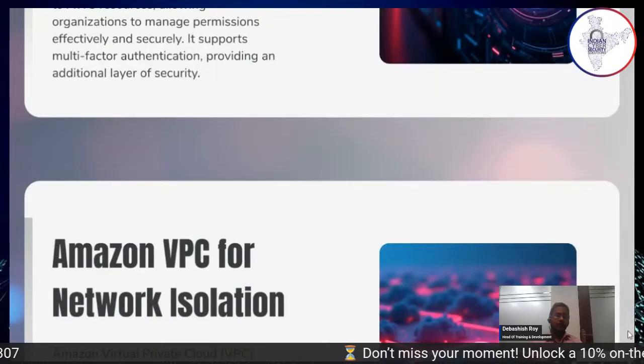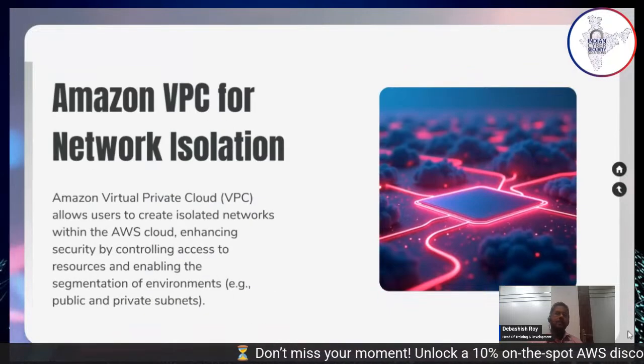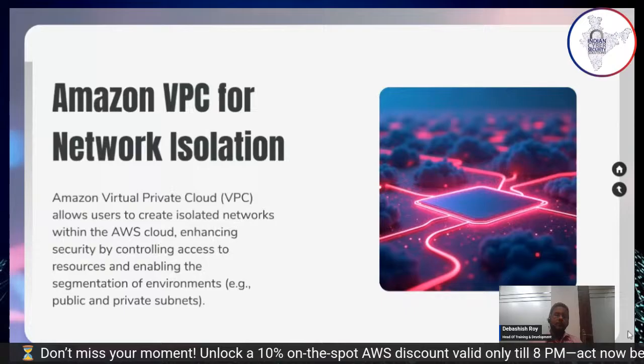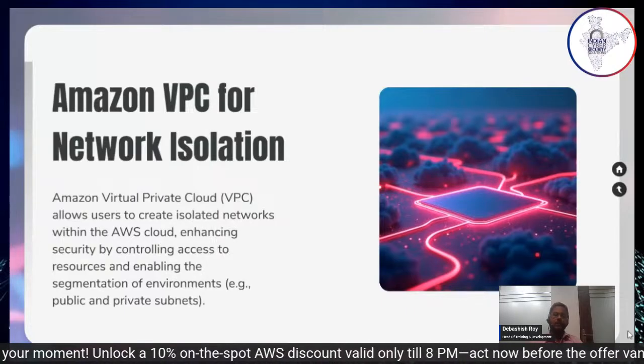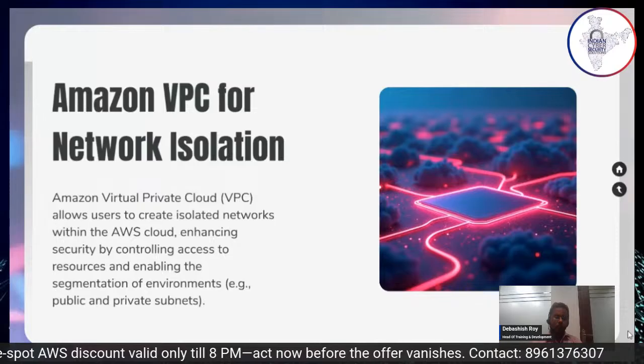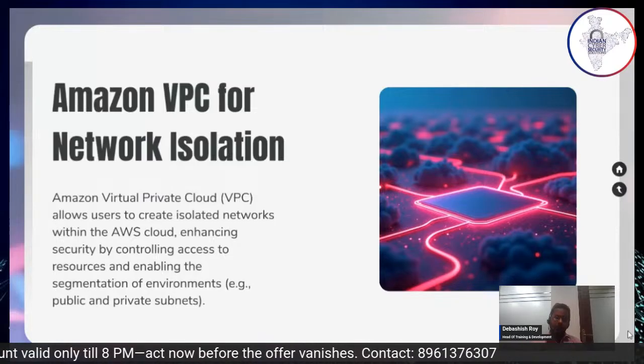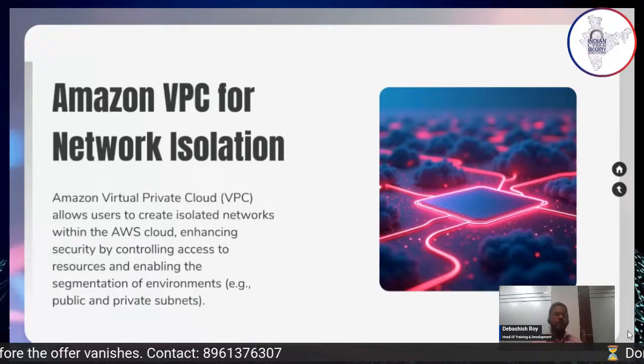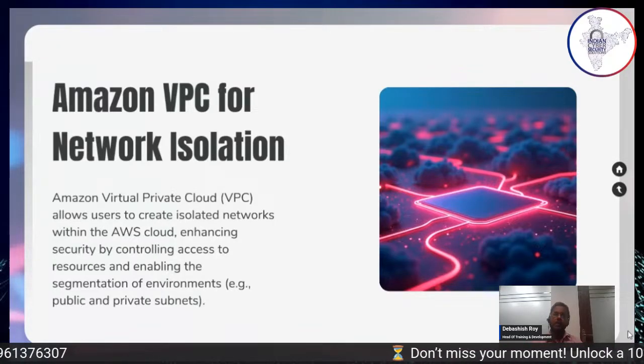Second is Amazon VPC, not only the IAM, but the Amazon VPC for network isolation. And I will show you this VPC also today. Amazon VPC allows users to create isolated networks within the AWS cloud. Like you are grouping the networks, you are segmenting it, and you are grouping the networks together. That is in the VPC. Enhancing security by controlling access to resources and enabling the segmentation of network. That is a part of the network segmentation.